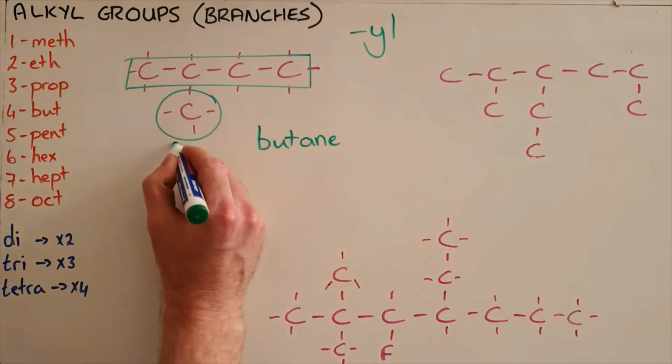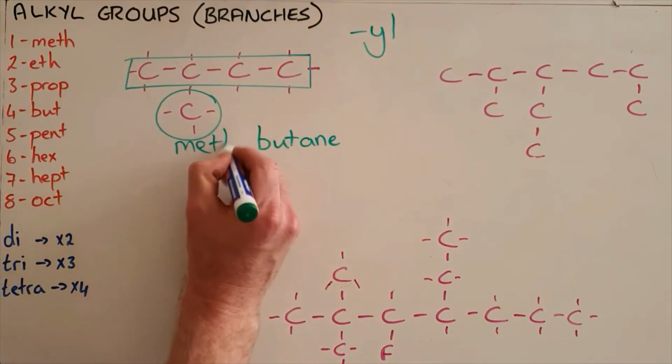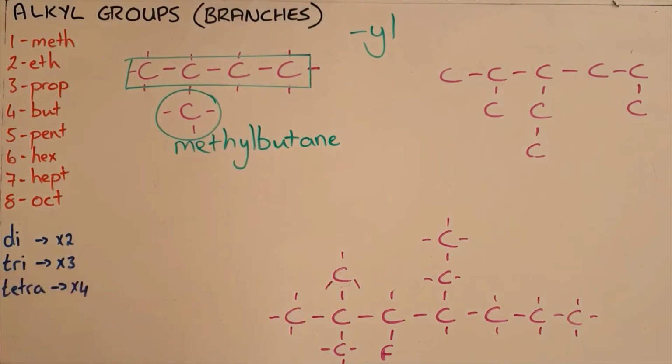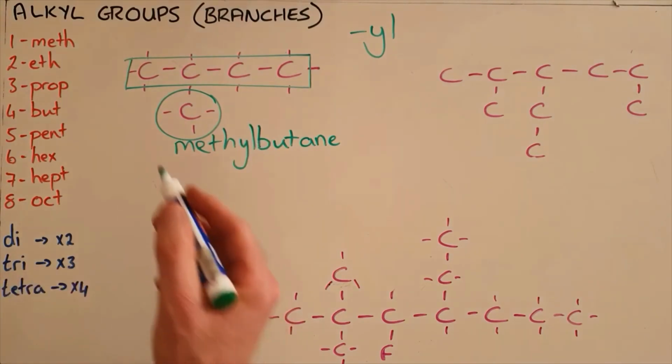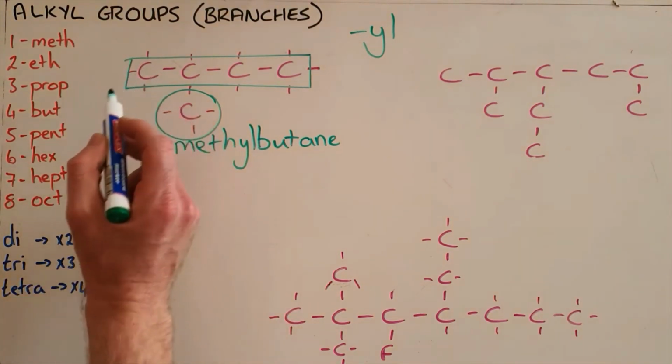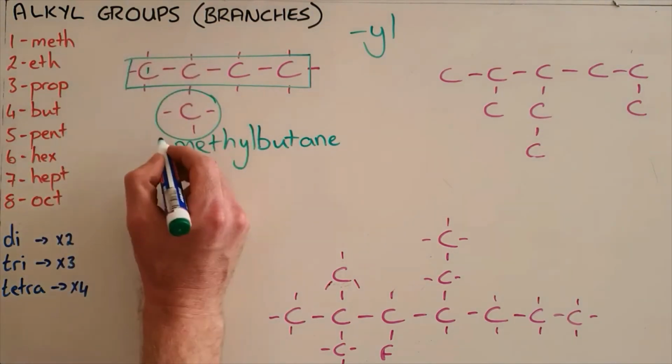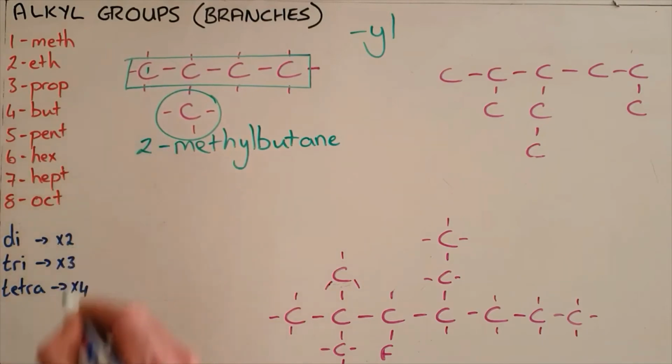So this would then be called methyl butane, and that is all one word. What is once again important is to indicate the position of that branch, and we always count from the side that makes that number as small as possible. So if this is carbon number 1, then this would be 2-methyl butane.